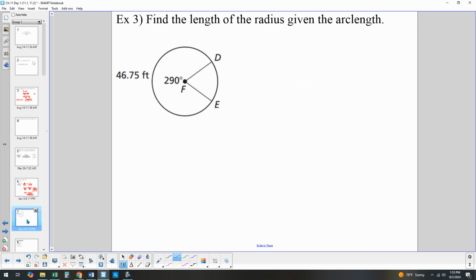All right, example 3, we want to find the length of the radius. So we don't know r. So in our proportion, I'm going to use 2 pi r for circumference. I know the degrees of this big arc is 290.